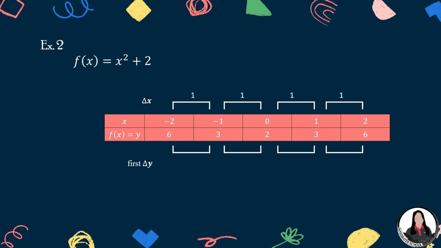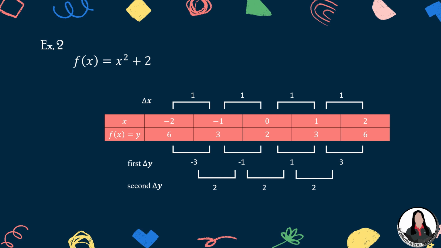Next, for the first change of y, 6 minus 3 is 3. 3 minus 2 is 1. 2 minus 3 is negative 1. And 3 minus 6 is negative 3. Next, you get the second change of y. We have 3 minus 1, that is 2. 1 minus negative 1 is 2. And negative 1 minus negative 3 is 2 also. Okay? So, may nakikita na ba kayong pattern na parang similar sa binigay nating example kanina?